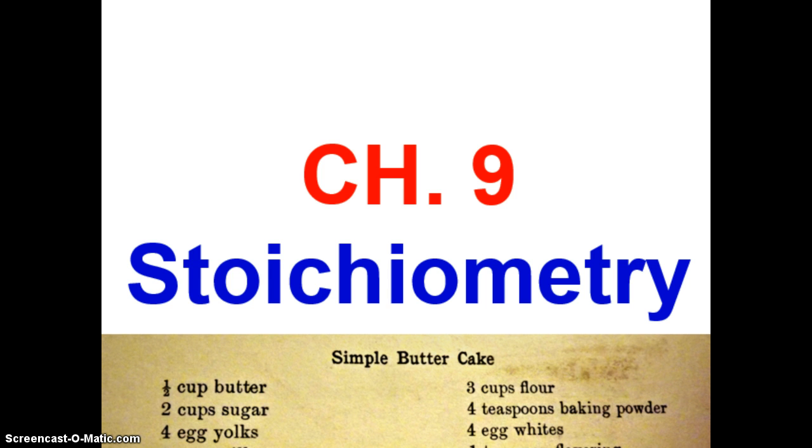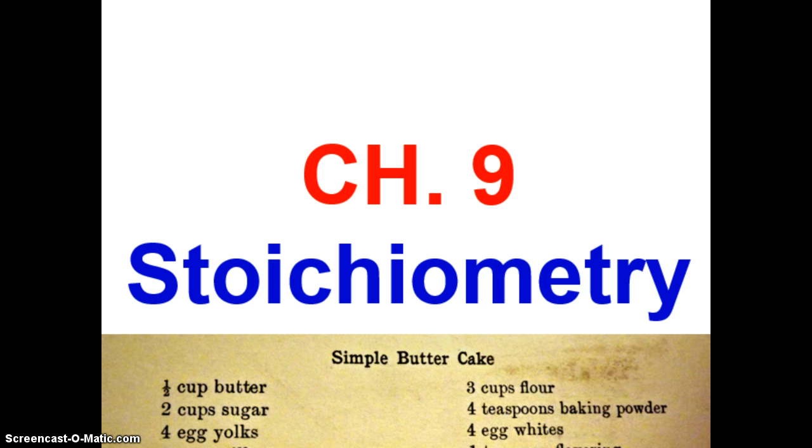For example, a cake. On this recipe, it says that I need a half a cup of butter, 2 cups of sugar, 4 egg yolks, etc., to make a simple butter cake, which is quite delicious. Now, if I wanted to have 2 cakes, of course, I would have to double how much butter and sugar and egg yolks, etc. And of course, if I wanted only half of a cake, then I would split everything in half.